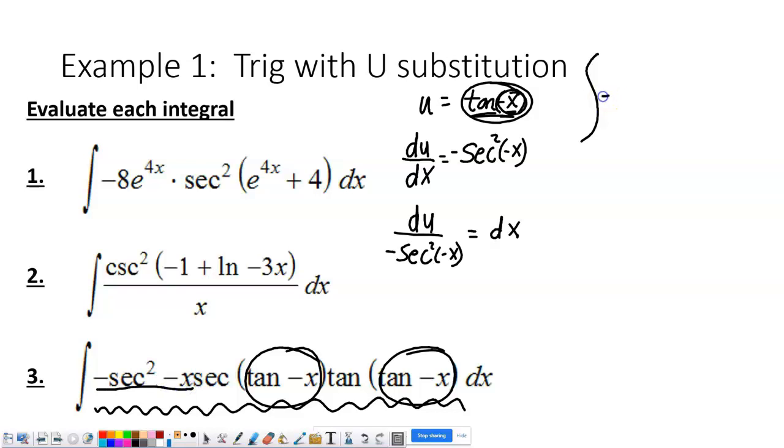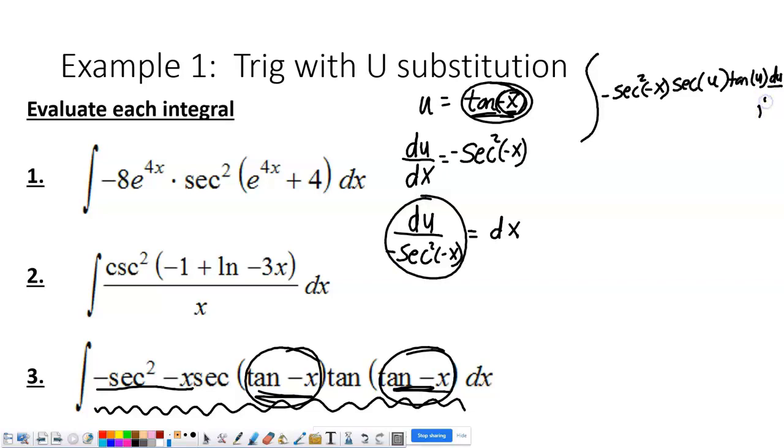So let's write all that. So a negative secant squared, and then they have a minus x, but it's not a minus x. Really, it's an of x, just so you know. It looks like a minus x. And then we have secant, and there's my u. So I'm going to replace that with u, and then tangent, and then another u, and then we have du over secant negative. I ran out of space. I need to make a little more space for myself. Just a second.